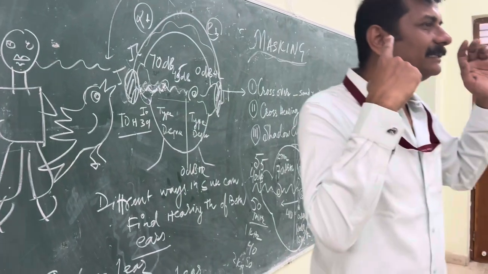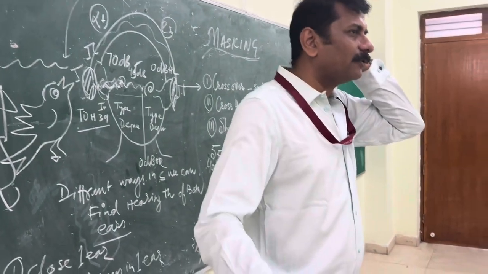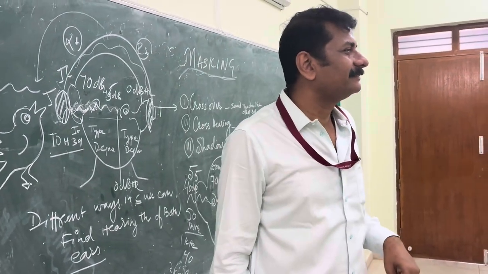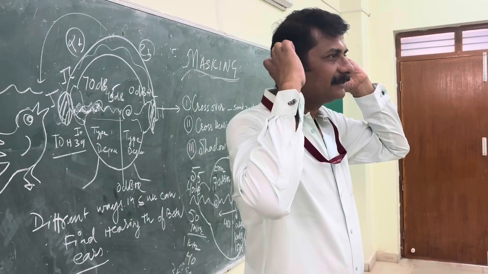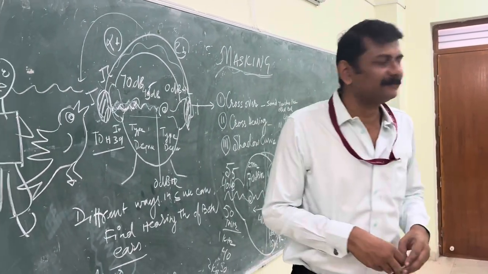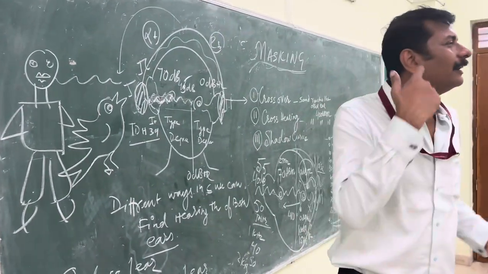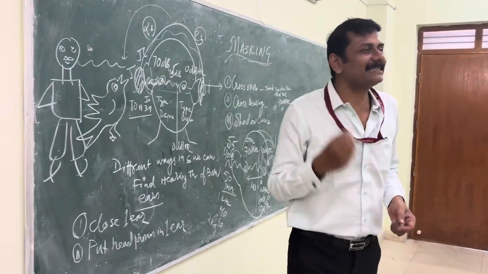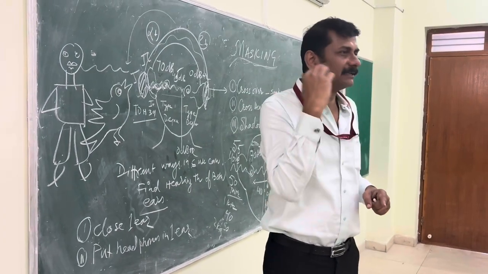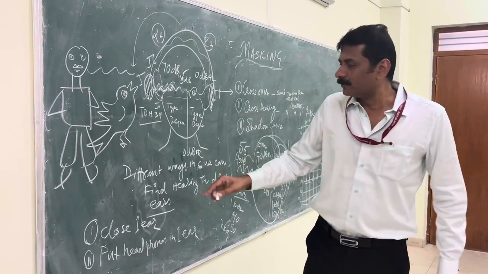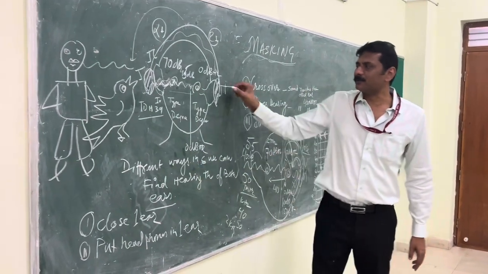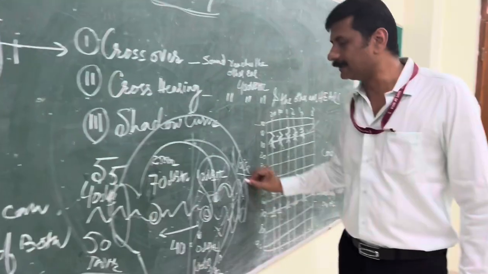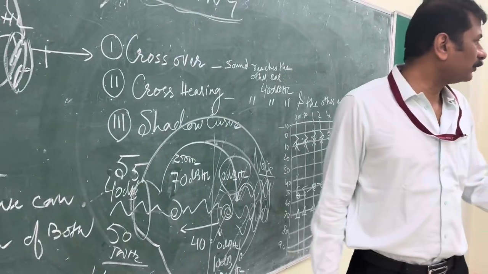If I want to test this ear separately, first is I close my one ear with the other ear, right? The second way is I put the headphone here, separately it will be given. The third way is engaging the other ear. So once it is engaged, this particular ear would not be responding to the sound there. So the commonest way is putting a headphone to the ears.